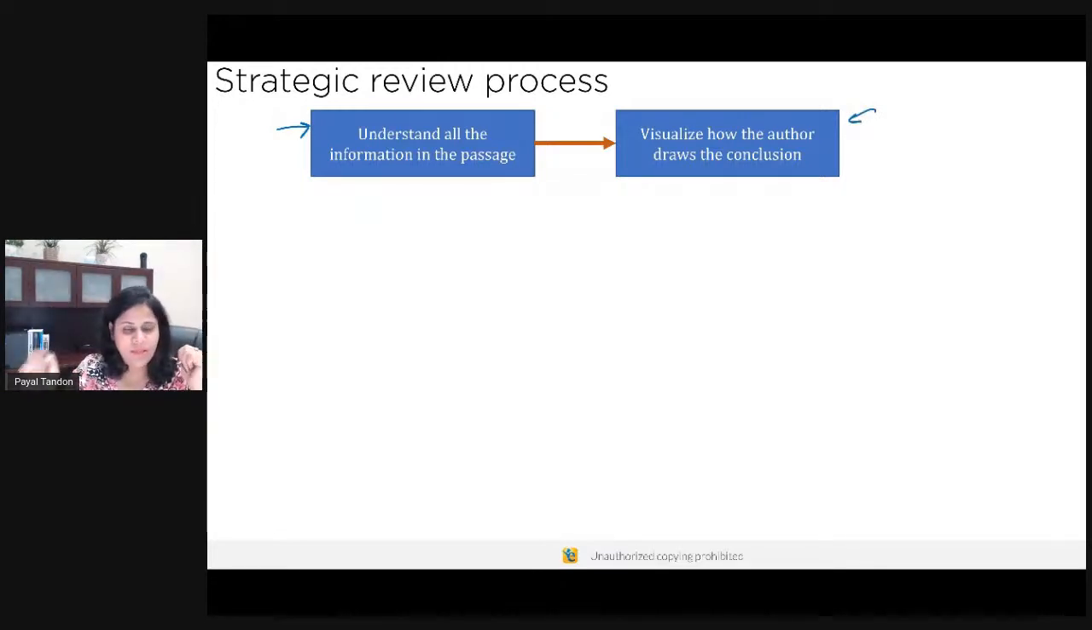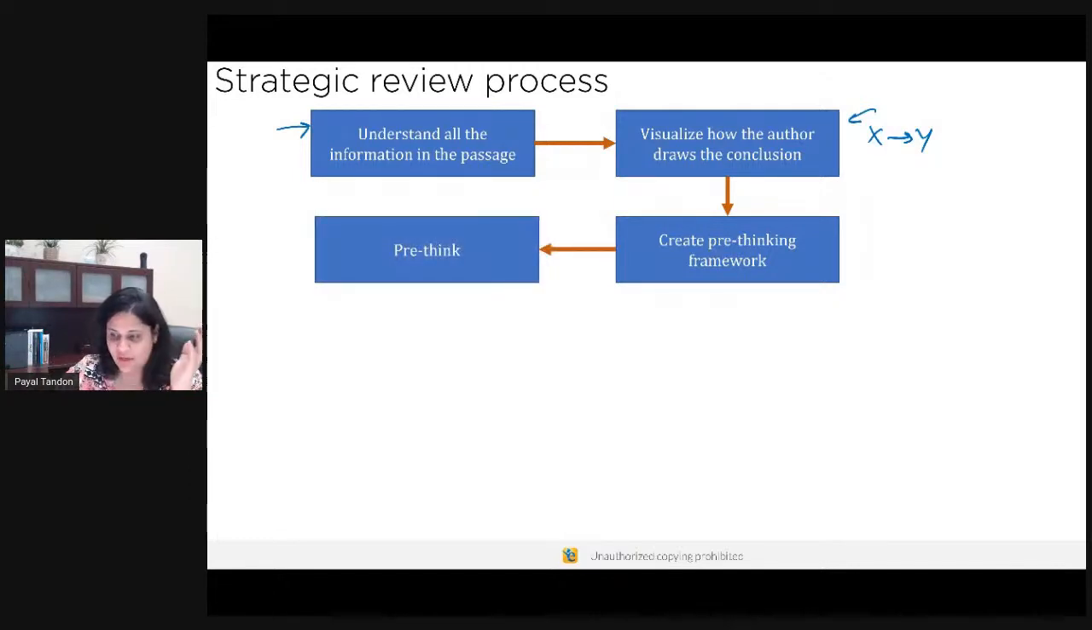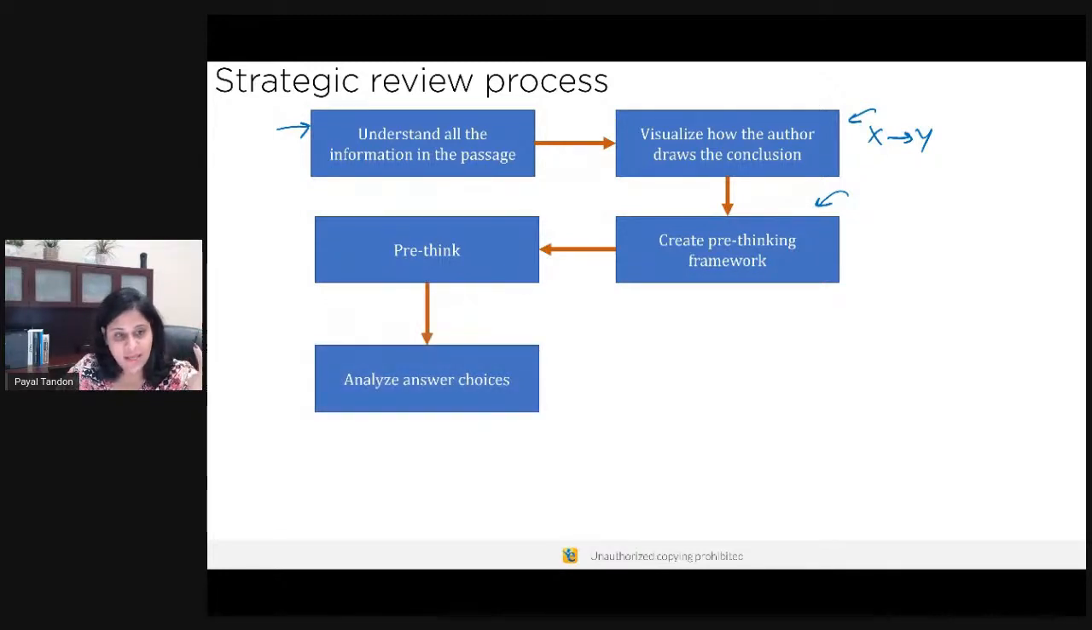Now, this is where we came up with the idea that the author is taking the two facts in the study and drawing a causal relationship between them. Then we create our pre-thinking framework. We understand what the question is telling us, and then we come up with a pre-thinking framework. But creating a pre-thinking framework is not enough. We have to take that next step, to actually pre-think how we can weaken the conclusion. And then based on this, we analyze the answer choices. All of these steps need to be done in order to get to the correct answer.